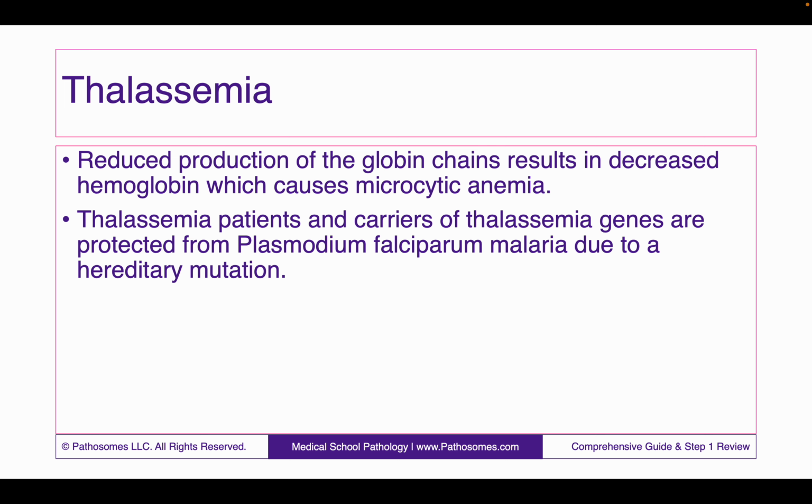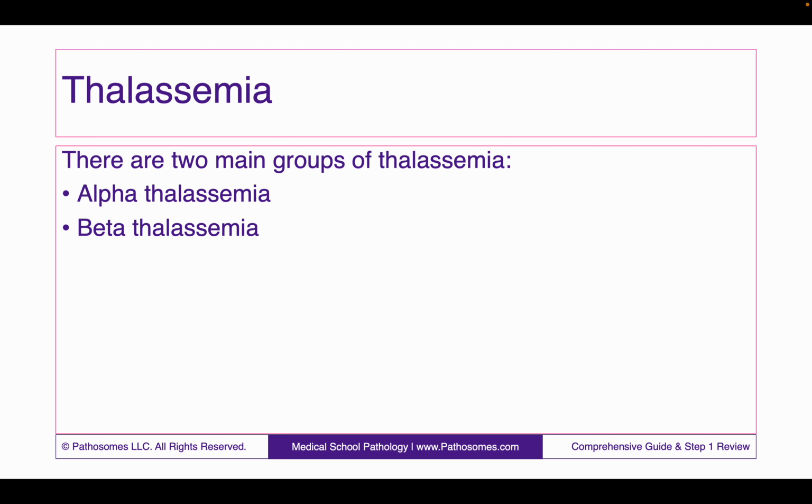Thalassemia patients and carriers of thalassemia genes are protected from Plasmodium falciparum malaria due to a hereditary mutation. Now, there are 2 main groups of thalassemia that we're going to discuss: alpha thalassemia and beta thalassemia.